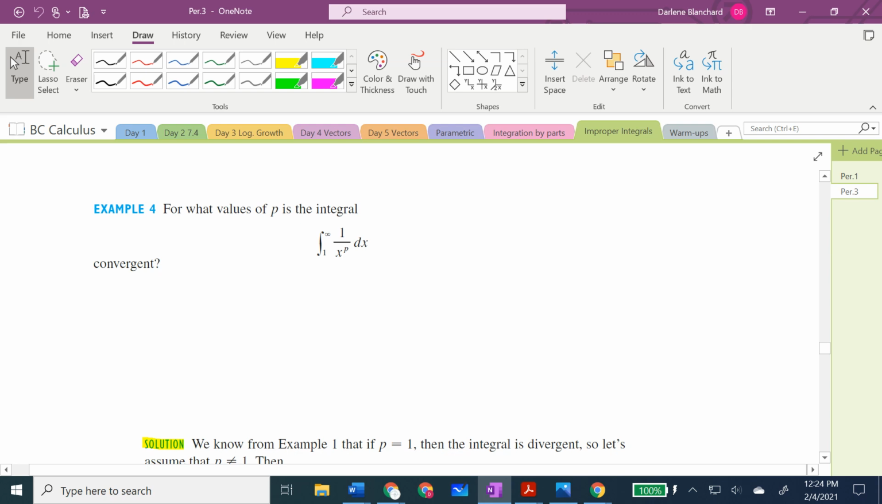We just did 1 over x, and we found out that when P is equal to 1, it diverges. Then we looked at P equaling 2, and we got that that has an area. It is a converging improper integral. But what are the values of P that will diverge versus converge? And it's the integration that tells us.